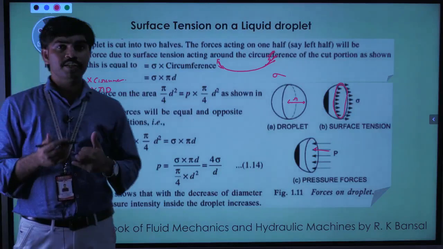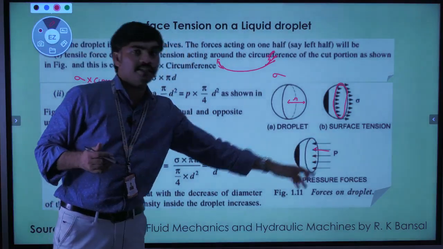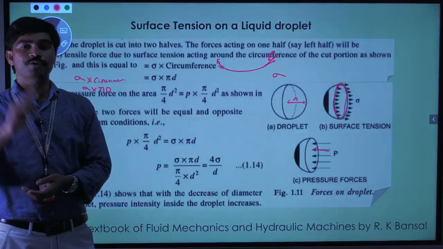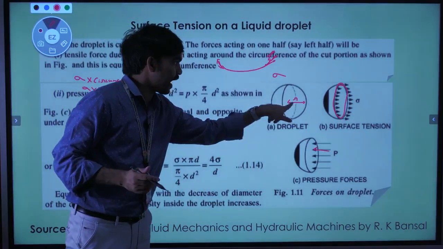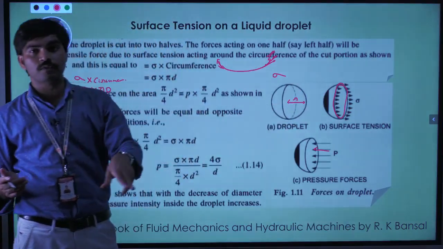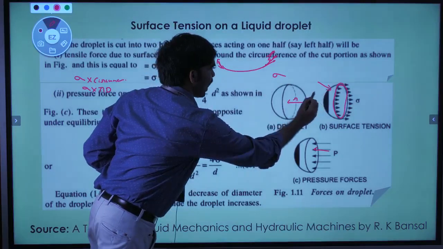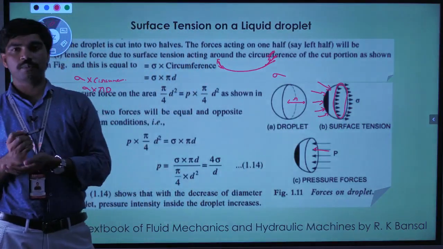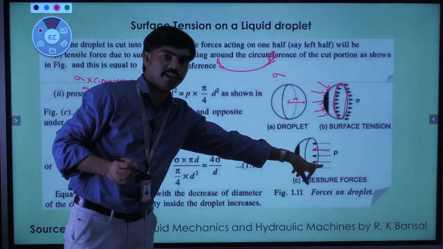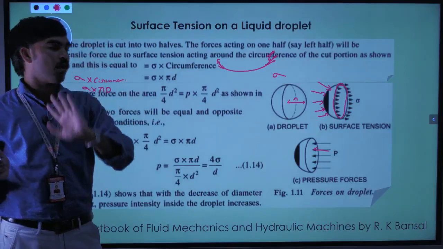Now, what is the pressure acting inside the droplet? This is the pressure acting inside the droplet in excess of outside pressure. That is a very important concept, right? This is the total pressure acting inside the droplet in excess of outside the droplet. If you see outside the droplet, there will be air pressure, right? Atmospheric pressure will act on the outside of the droplet. So the pressure inside will be the pressure acting inside the droplet in excess of outside pressure.